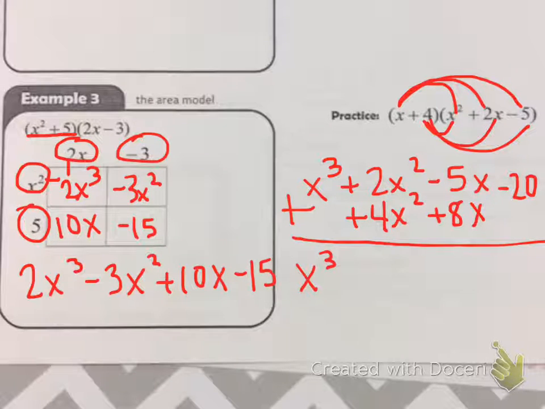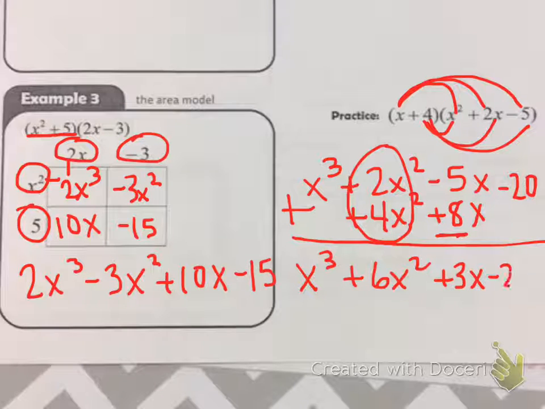So I have x cubed. Right here I get 6x squared. And then here I get plus 3x and minus 20.